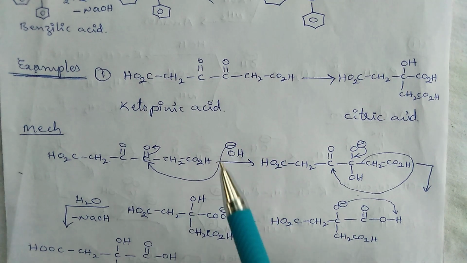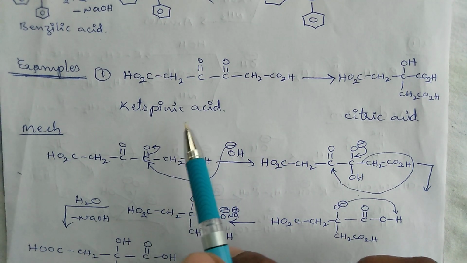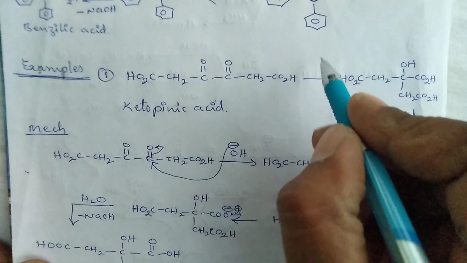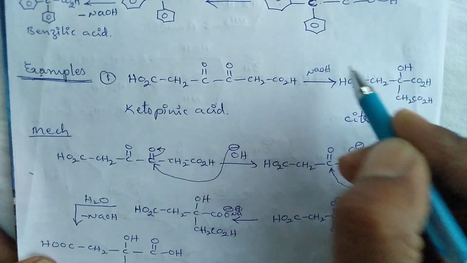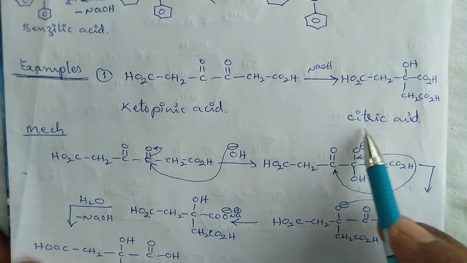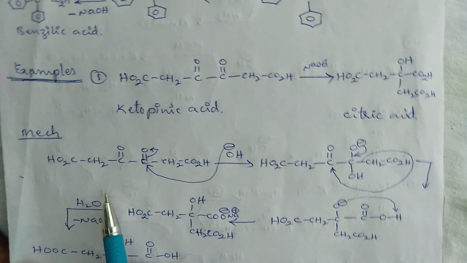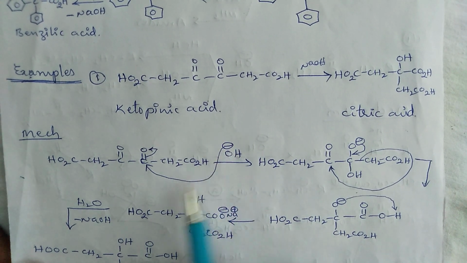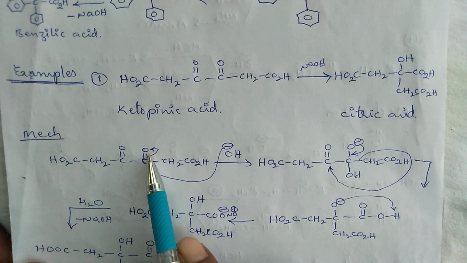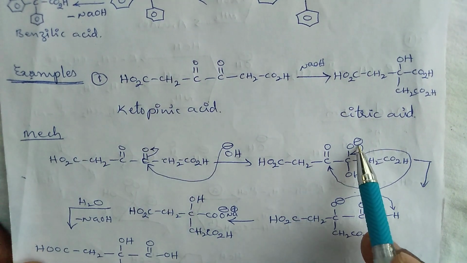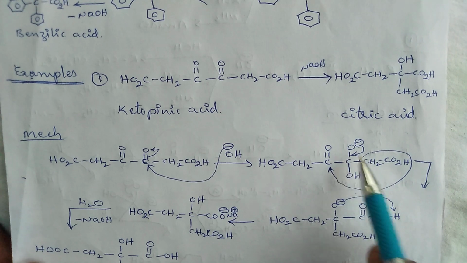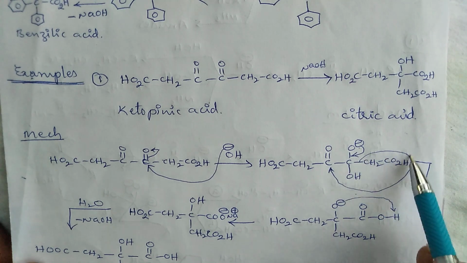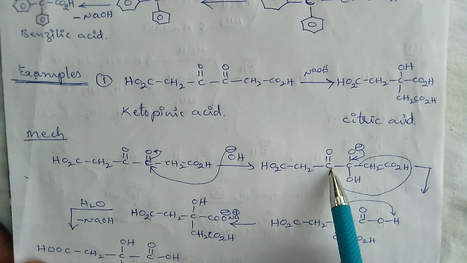benzilic acid rearrangement reaction. Here a keto acid in the presence of base, that is NaOH, finally gives citric acid. In this mechanism also the OH minus attacks this carbonyl carbon, then the pi electron cloud shifts towards oxygen, and the oxygen gets a negative charge. By the rearrangement of these electrons, the acetic acid group migrates from this carbon to this carbon center.